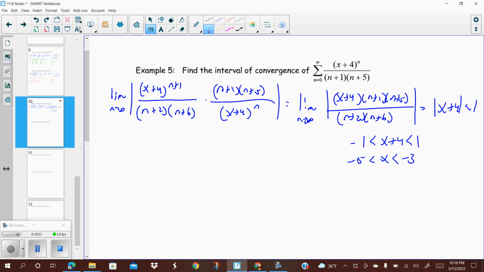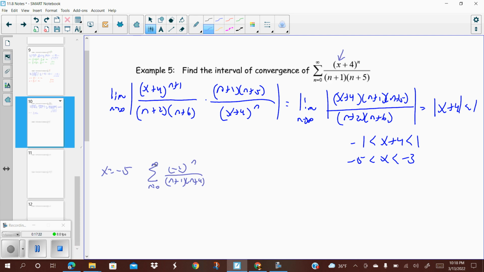So let's do that when x is negative 5. If I plug in negative 5, the sum is going to become negative 1 to the n over n plus 1, n plus 4, and it's going to go from 0 to infinity. So that one pretty clearly looks like it's an alternating series.